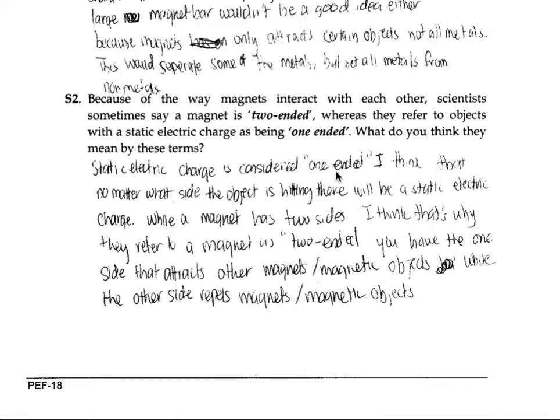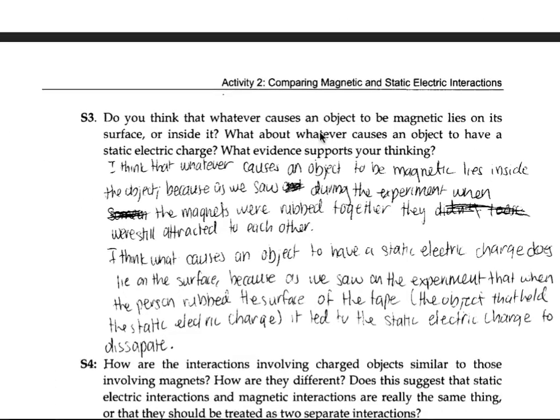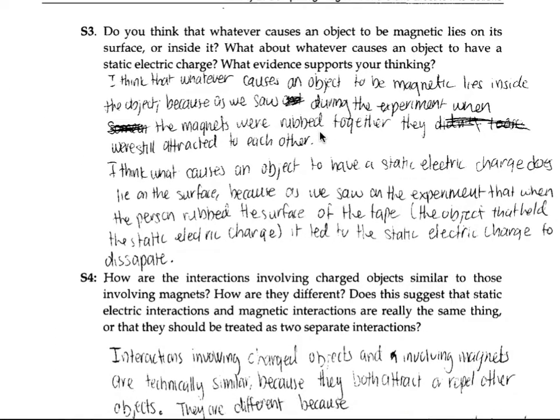And then for number two, I put static electric charge is considered one-ended. I think that no matter what side the object is hitting, there will be a static electric charge, while a magnet has two sides. I think that's why they refer to a magnet as two-ended. You have the one side that attracts other magnets or magnetic objects, while the other side repels magnets or magnetic objects.